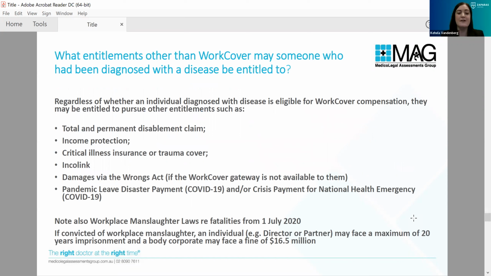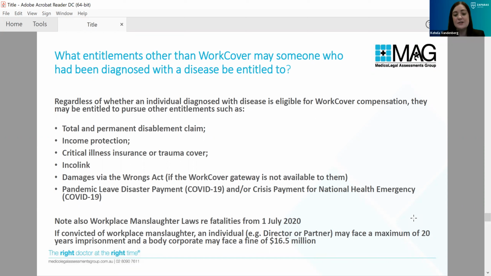What other entitlements could someone with a potential occupational disease have? So even if they're not entitled to WorkCover, because we can't support the increased risk of the nature of their employment, or in addition, even if the claim's accepted, they may also be entitled to benefits through their super. So it might be a total and permanent disablement claim, income protection, critical illness. If WorkCover's not appropriate, then they might be able to go via the Wrongs Act. And also the government has had in the past, and still does, some pandemic leave payments.